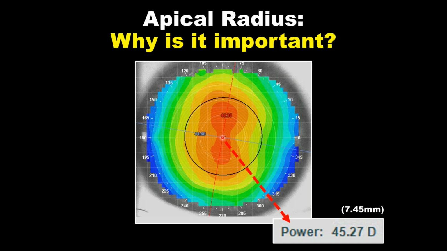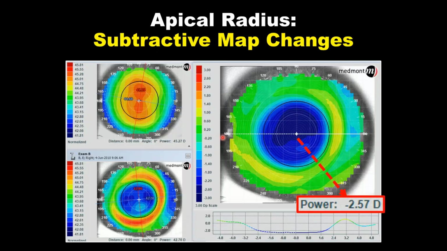Now, this is kind of an important value because this is the point that is directly related to line of sight and the fixation point of the patient. So if this radius is steep or flat, that of course will affect how light is bent to the retina. So apical radius is a very, very important value related to a lot of different applications in contact lenses. So in this case, we might look at the most commonly used place that we would reference apical radius, and that's on a subtractive map.